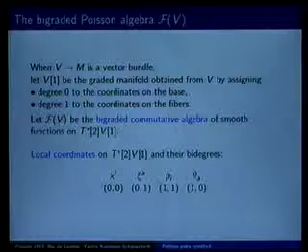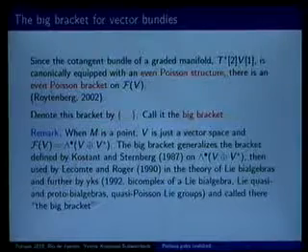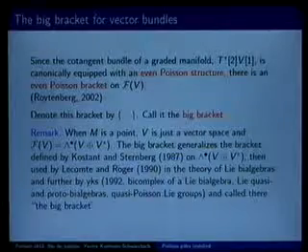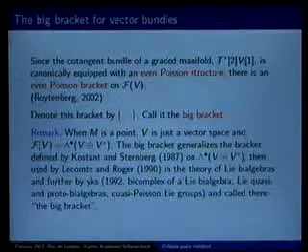And it's very easy to use local coordinates, and here are the bidegrees: x^i the coordinates on the base, ξ^a on the fiber, and p_i and θ_a the associated momenta. Now, because we're dealing with a cotangent bundle of a graded manifold, it comes equipped with a canonical even symplectic structure, and therefore an even Poisson bracket on this algebra of functions. This is the work of Dmitry Roytenberg. This Poisson bracket on F(V), I call the big bracket.